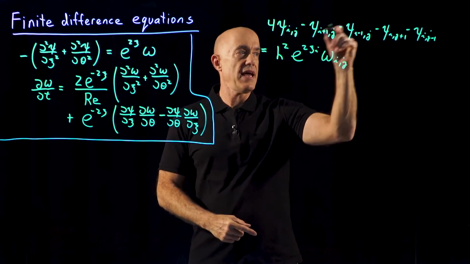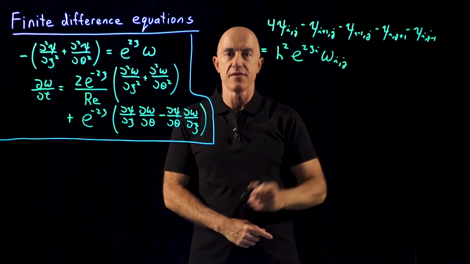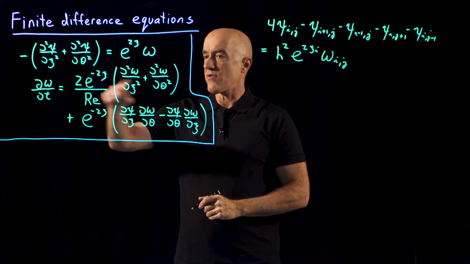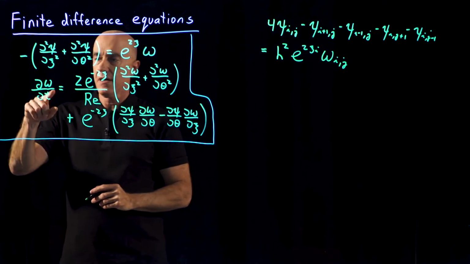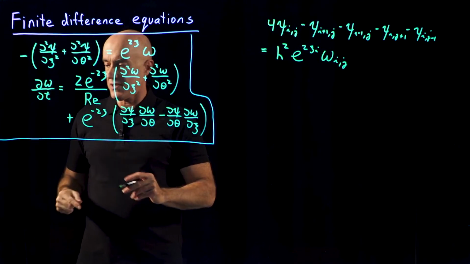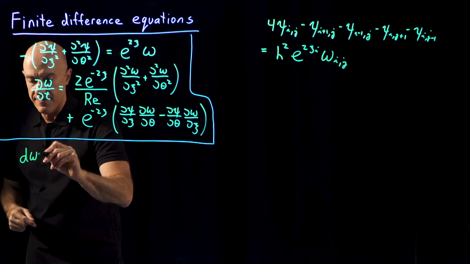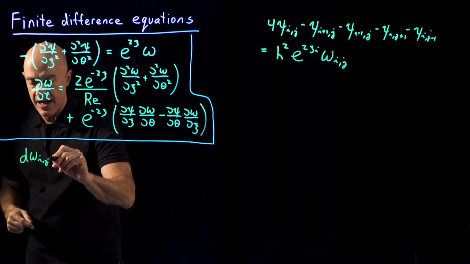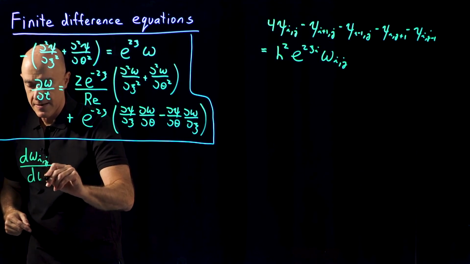This will be a matrix equation. We'll use a direct method to solve it. Now we want to discretize the vorticity equation. So the partial derivative of omega with respect to time will become a regular derivative at the ij value of the grid. So d omega ij dt.